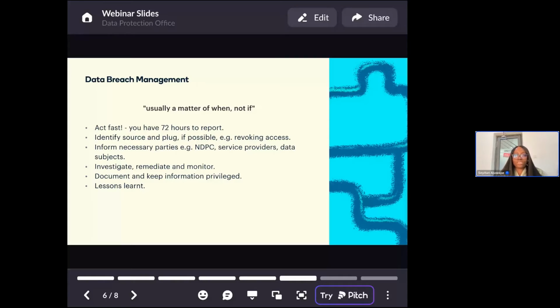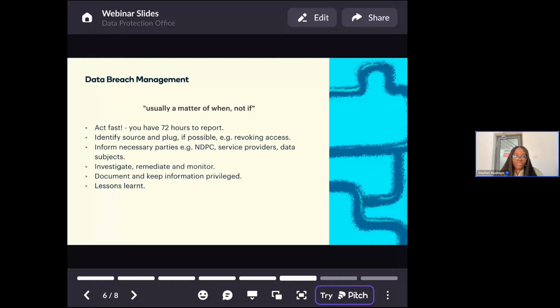So depending on the severity of the breach and whether there's a high risk or a risk to the rights and freedoms of the data subjects, you may or may not need to report to the supervisory authority in your country. But if you do, that will usually have to be done within 72 hours. So that's something to note.